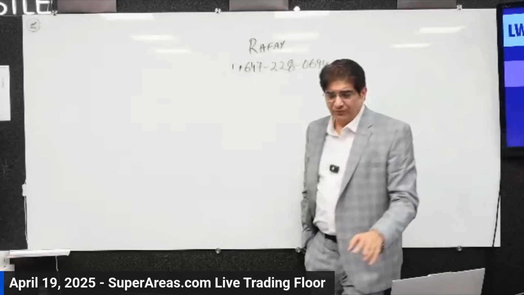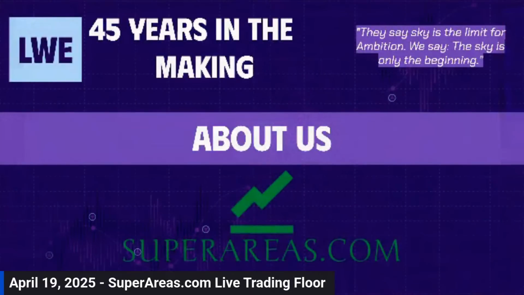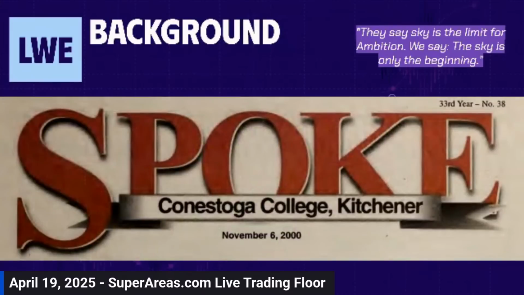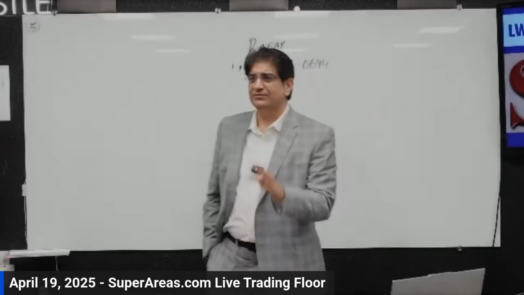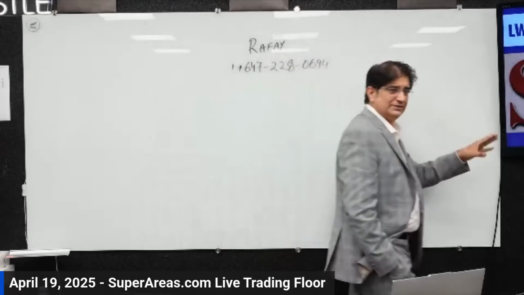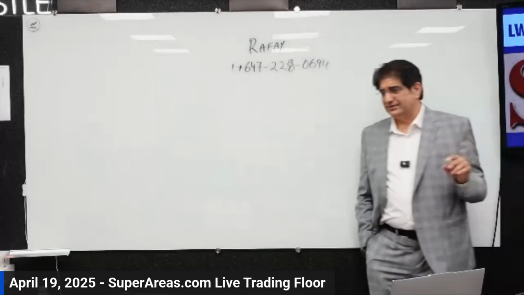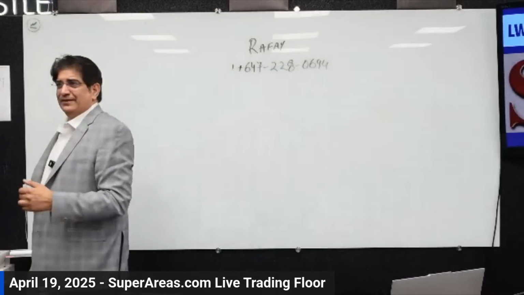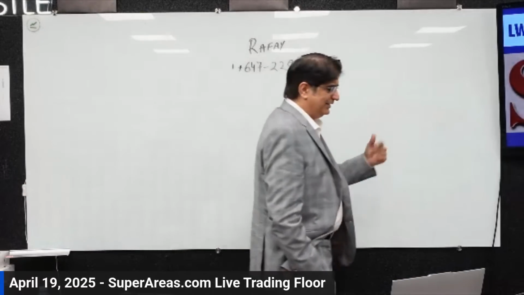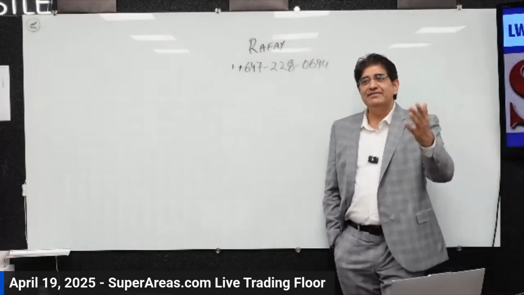About us, why did I write 45 years in the making? I'm 45 years old, so it took me 45 years to make the presentation in front of you. In terms of my background, this is November 6th, year 2000, almost 24 years ago. This is Conestoga College, one hour west from here, in Kitchener-Waterloo. This is where I went to school and studied computer programming, and my interest in computing started at a very, very early age.